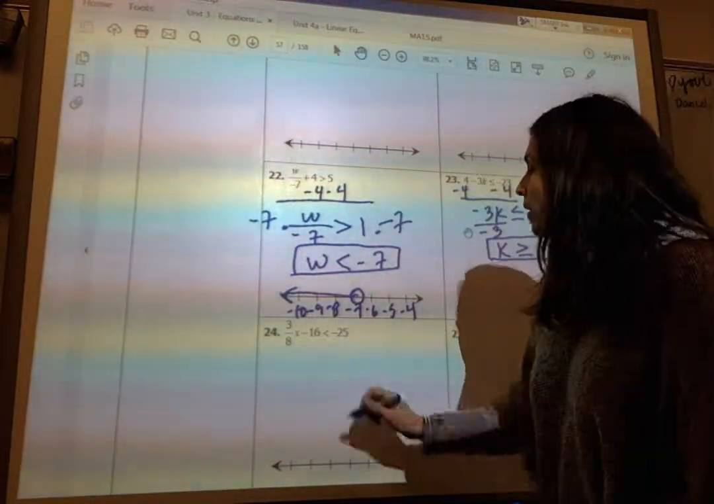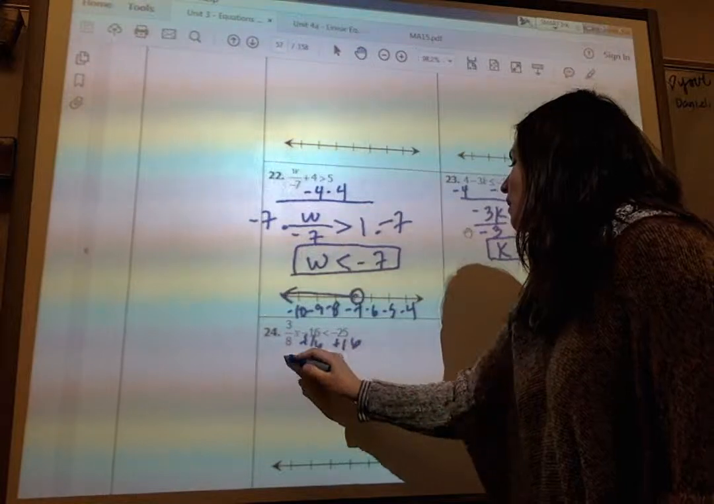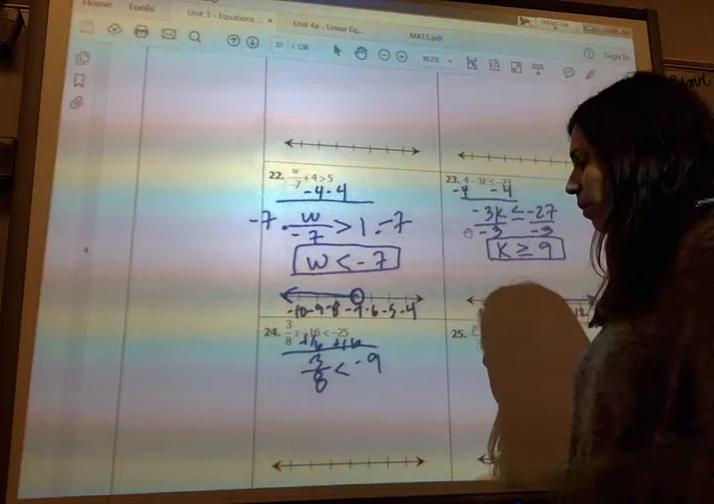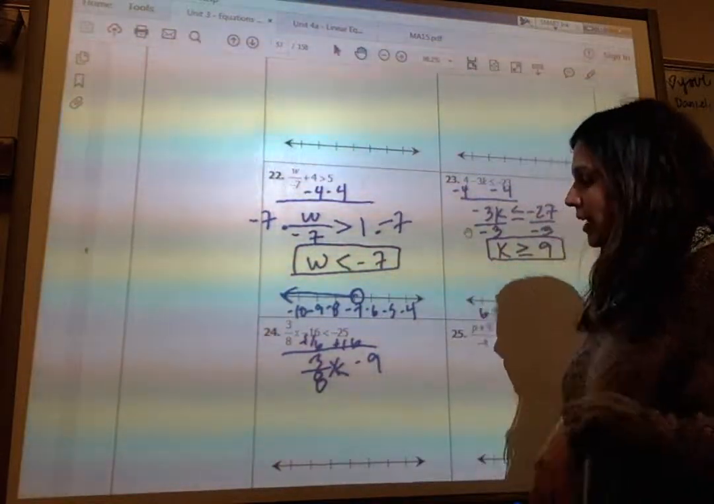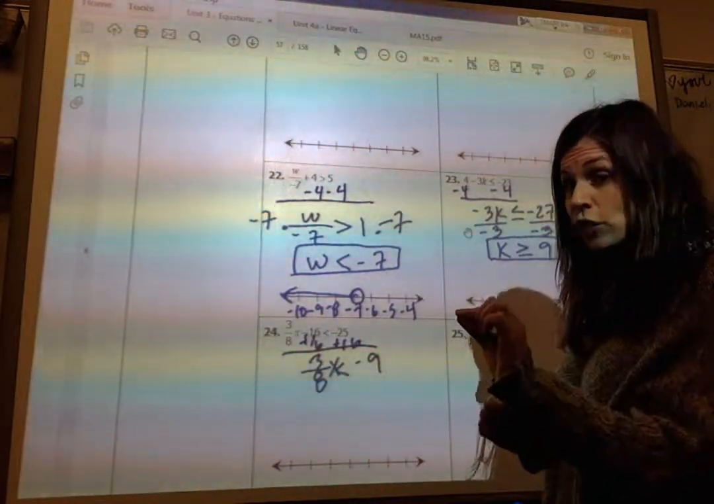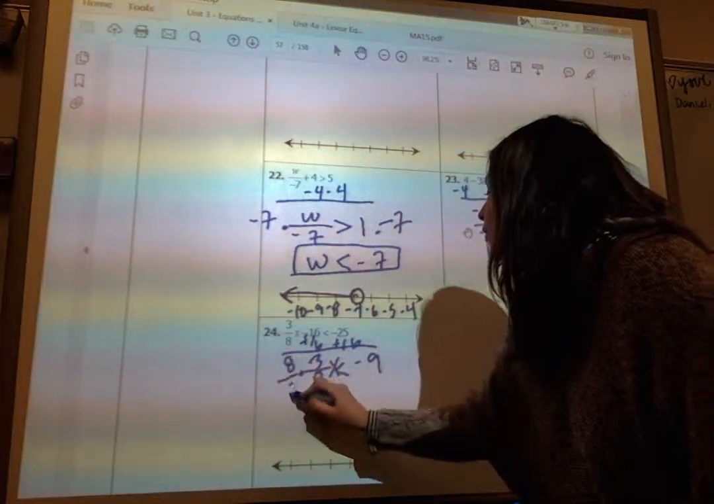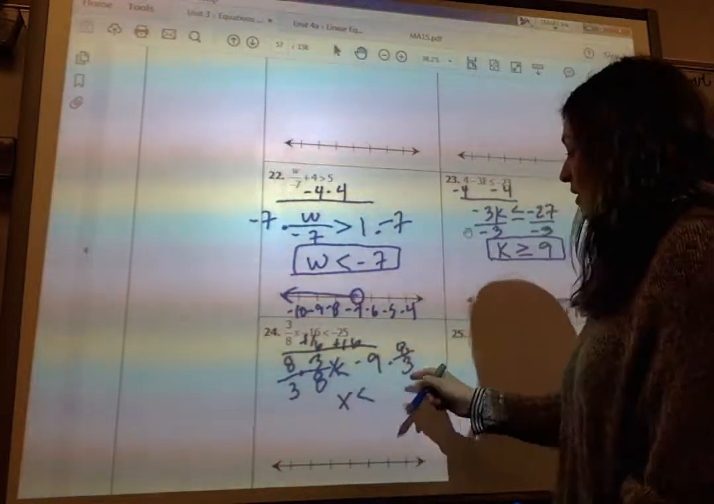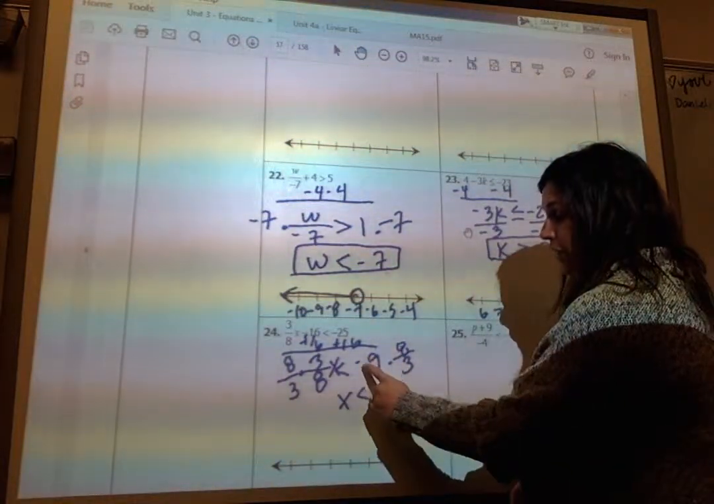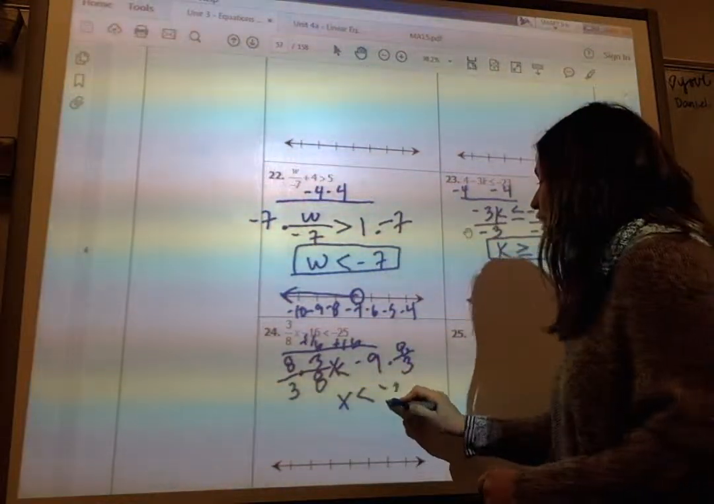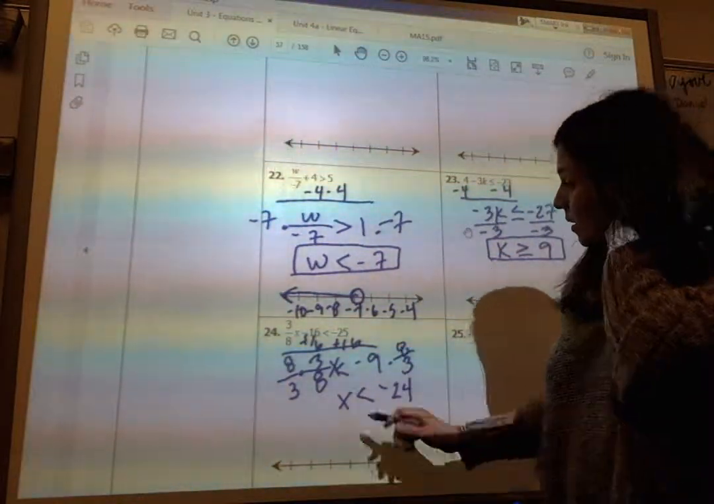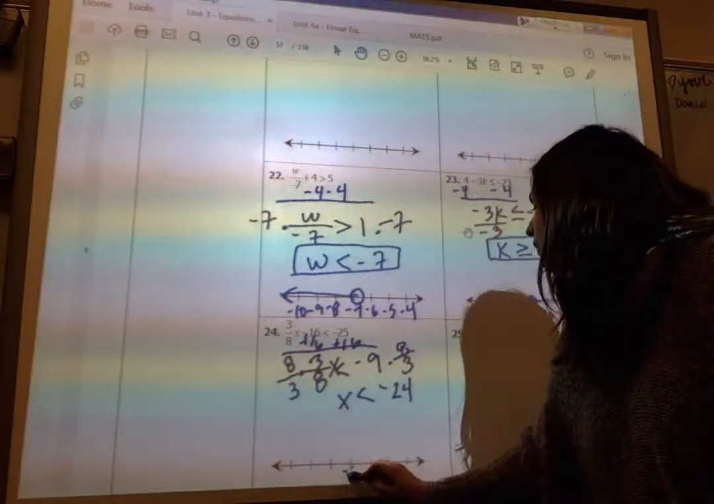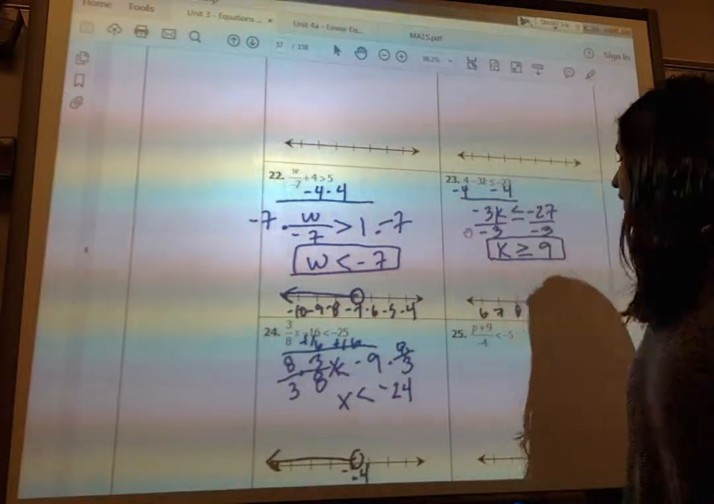Number 24. I'm going to add 16 to both sides. I get 3/8 x is less than -9. And to get x by itself, I use the multiplicative inverse. So I'm going to multiply both sides by 8/3. And remember, you should do this in your head. 3 and -9 cancel out to -3. -3 times 8 is -24. Remember multiplicative inverse here. I'm multiplying by a positive, so no need to flip my sign. So here's -24, open circle, shade to the left.